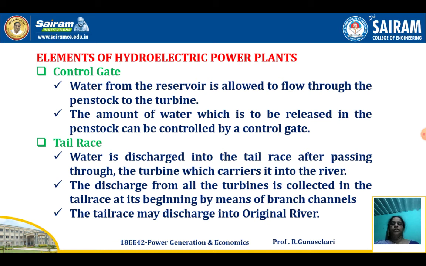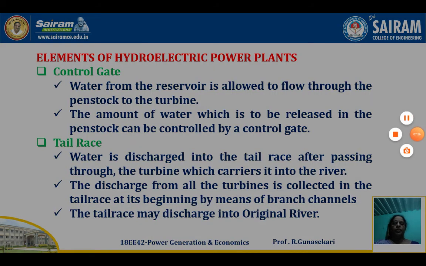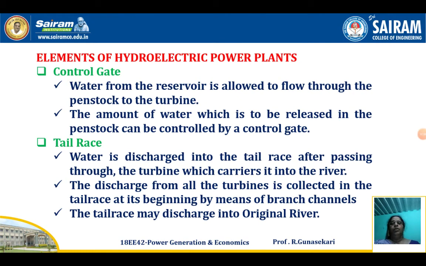The next is the control gate. In the diagram we mentioned a gate, that is the control gate. So the control gate is also one of the elements of the hydroelectric power plant. Water from the reservoir is allowed to flow through the penstock to the turbine. The water is stored in the reservoir. The amount of water to be released into the penstock can be controlled by a control gate.